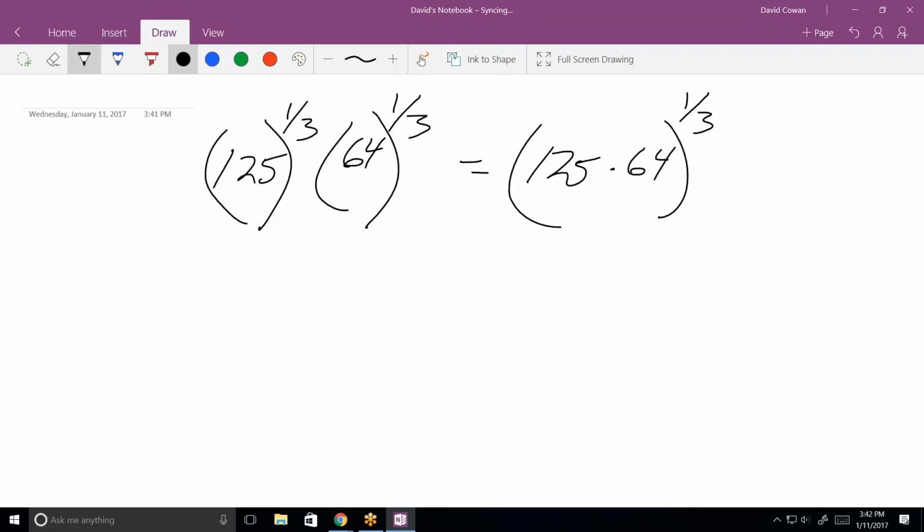Now, I don't need to write it like that. That actually makes it harder, because they gave us numbers that are perfect cubes. What's the cube root of 125? 5. And the cube root of 64? 4. So that's 20. That's the best way to do it. If I do it the other way, I've got to get out a calculator and do the multiplication, and then find the cube root of that 4-digit number with a calculator.